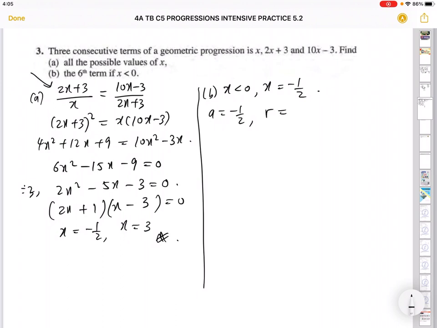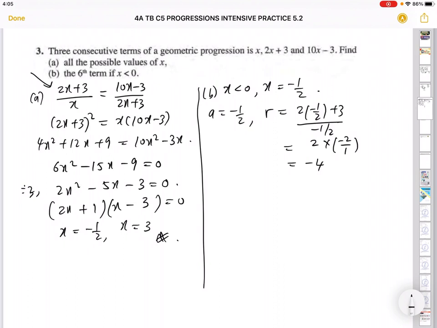T2 divided by T1. So this will be minus 1 plus 3, which is 2. When you divide by half, it's the same as multiplying by 2 over 1. So your common ratio R is negative 4.